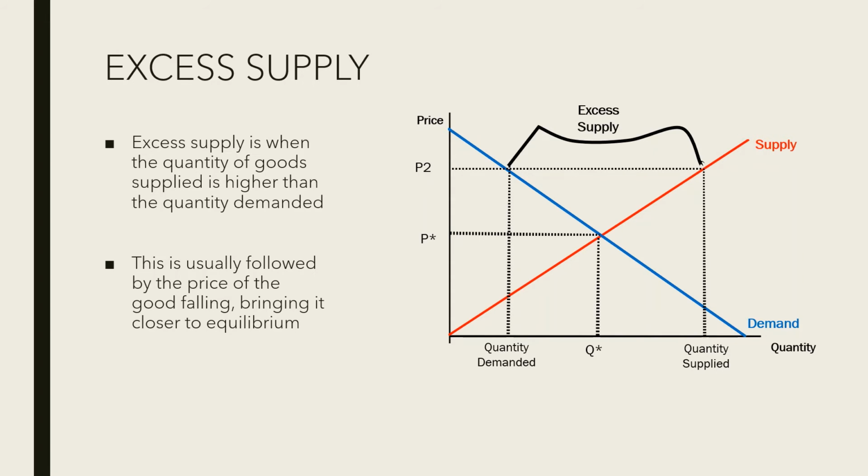As we see on this graph here, the quantity supplied is here, and the quantity demanded is here. And the quantity supplied is clearly much larger than the quantity demanded, meaning that this market is not in equilibrium and has an excess supply.